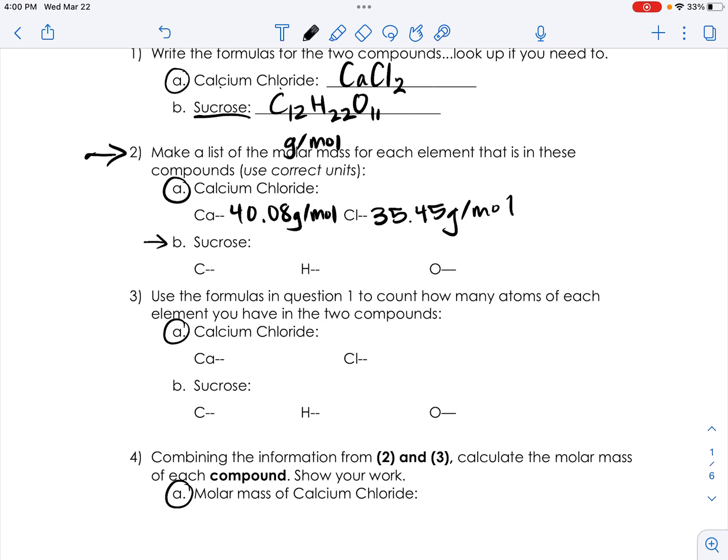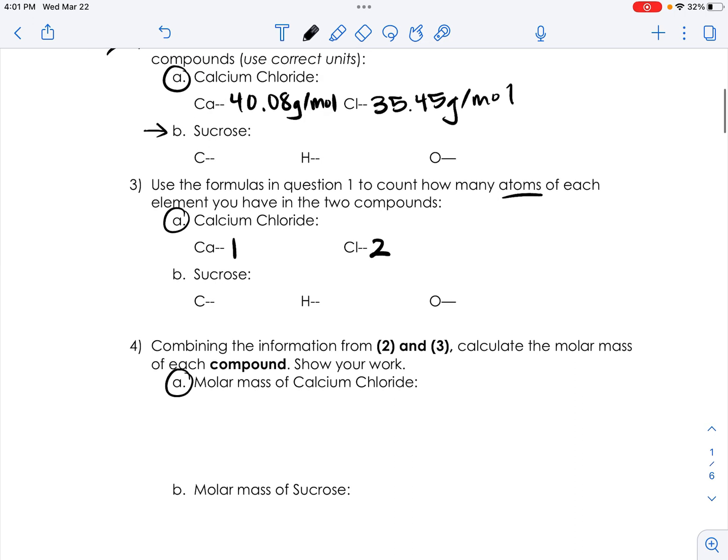Number 3 says use formulas in question 1 to count how many atoms of each element you have in the 2 compounds. When I look at the formula for CaCl2 up here, it's asking me how many calciums do I have? And I just have 1. I know that because there's no little number down here, so that means I have 1. For chlorine, there is a little number down there. There's a 2. That means there are 2 chlorine atoms in that compound, okay? So then when you come back to do this for sucrose, you're looking at how much carbon is in there, how much hydrogen is in there, how much oxygen is in there.